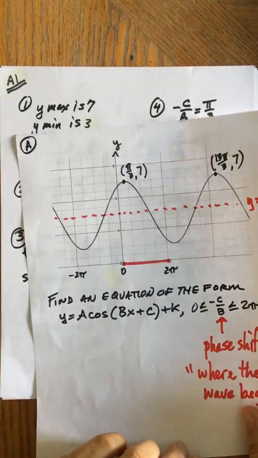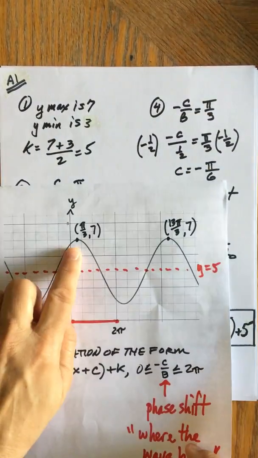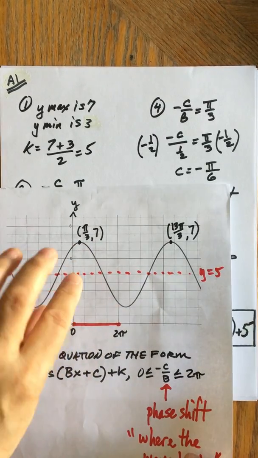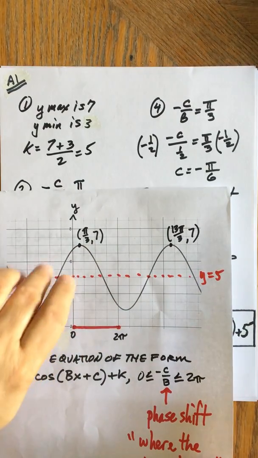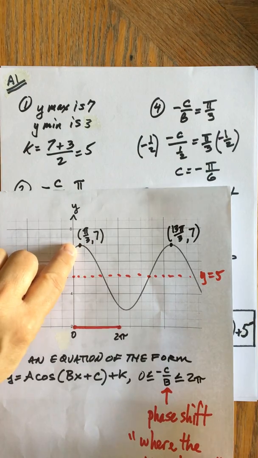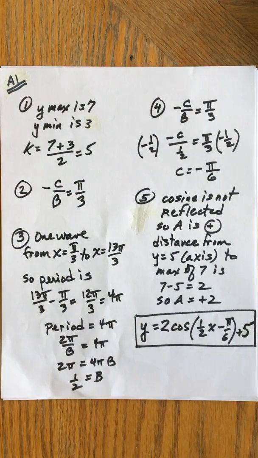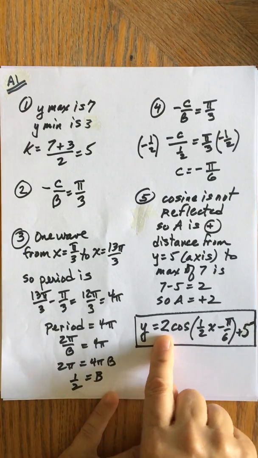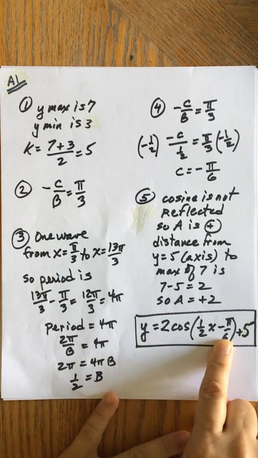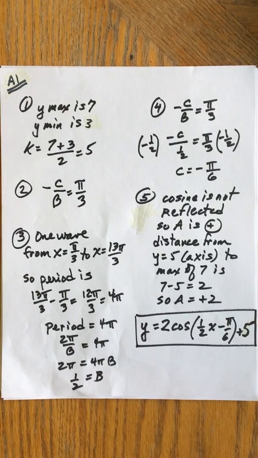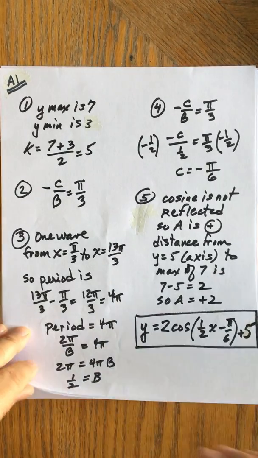Okay? So we know A is positive because the amplitude is the absolute value of A, so it's the absolute value of 2, but we need to know if it's positive or negative. We know it's positive because it's regular, it's not reflected. Okay? So you put all that together and you put in A, B, C, and K. That's it. You've got your first equation, all right?